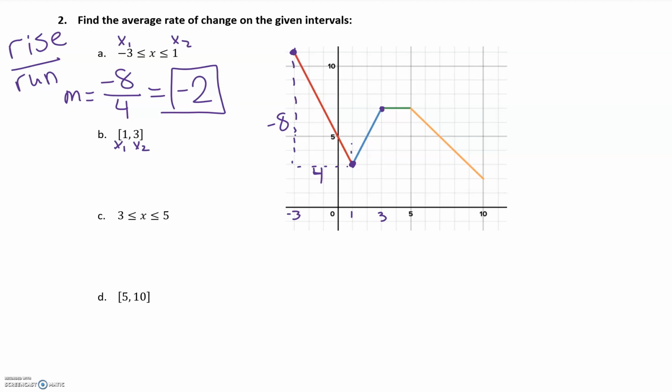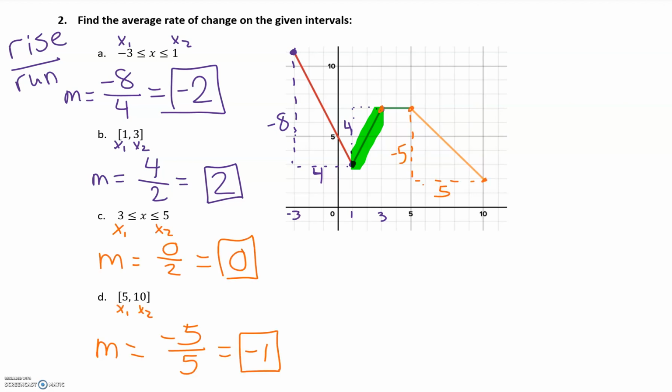So we're going to count rise over run. This is a rise of 4, so our slope is a rise of 4 and a run of 2, which gives us a slope of 2. It should make sense. It's positive, it's increasing, and so is this piece of the line. It's going up. All right, go ahead and pause it and do C and D.